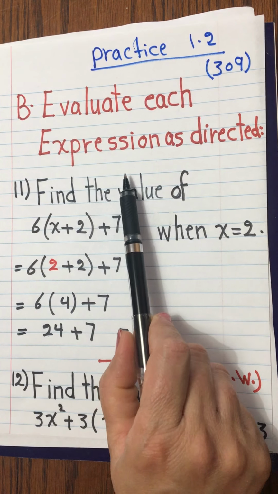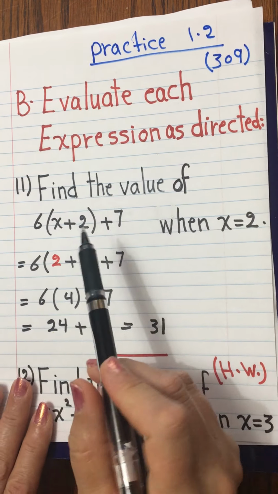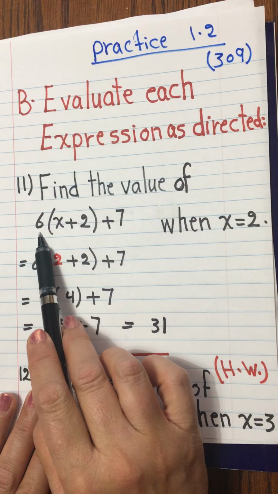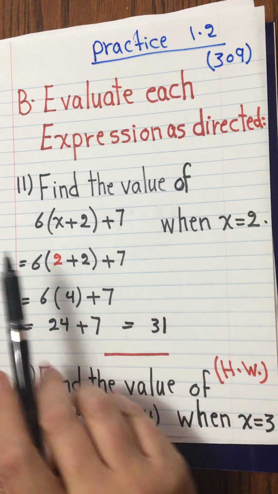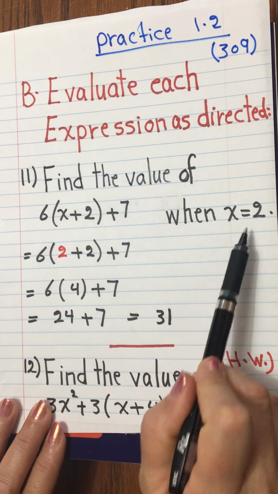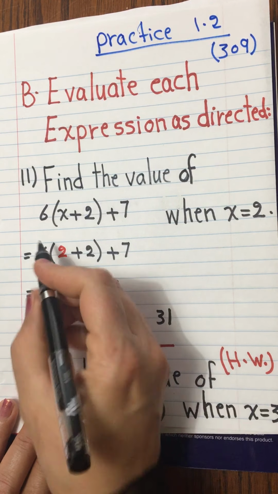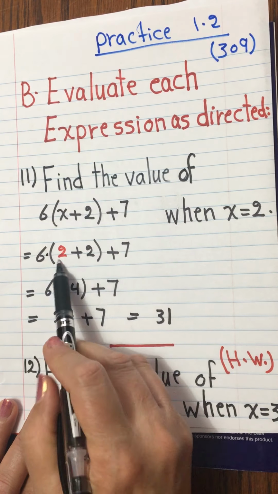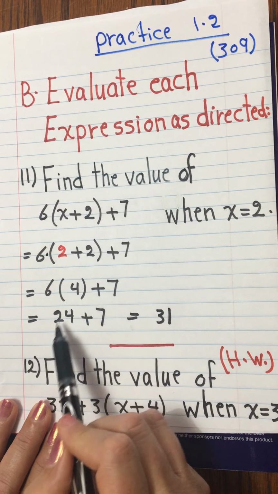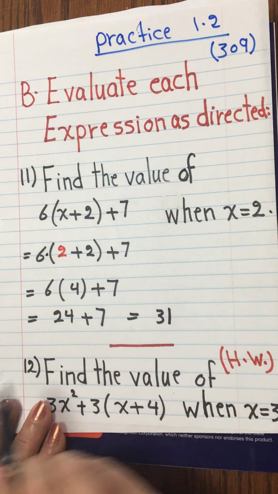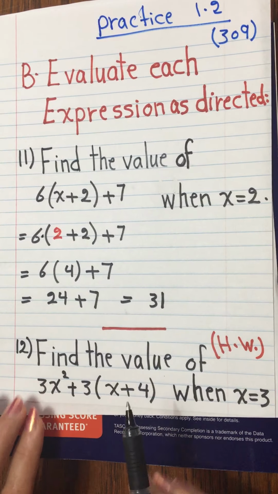Evaluate each expression as directed. Find the value of 6 times (x plus 2) plus 7 when x equals 2. So I'm gonna plug in 2 in x. So 6 times, please, this is times, (2 plus 2) plus 7. So 2 plus 2 is 4. 6 times 4, 24 plus 7, which is 31. And this question is your homework, guys.